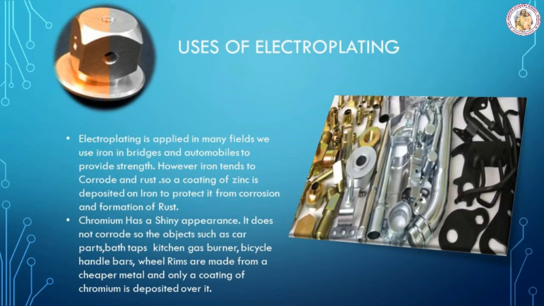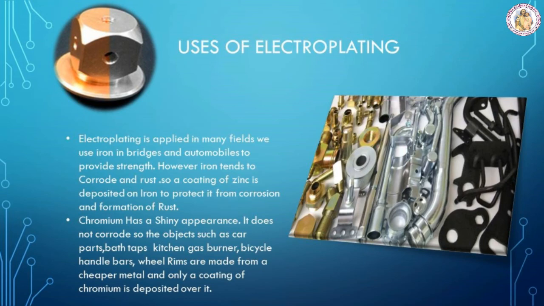Uses of electroplating. Electroplating is applied in many fields. We use iron in bridges and automobiles to provide strength. However, iron tends to corrode and rust, so a coating of zinc is deposited on iron to protect it from corrosion and formation of rust.